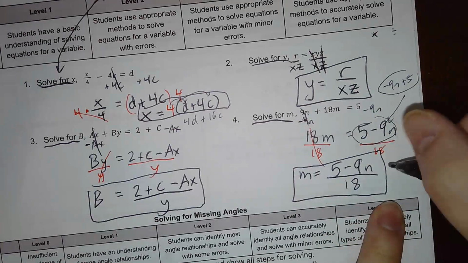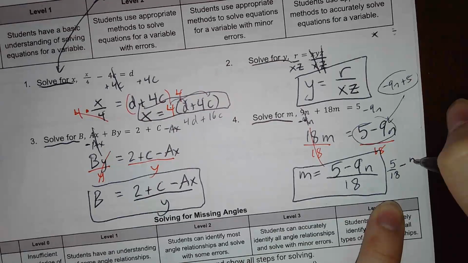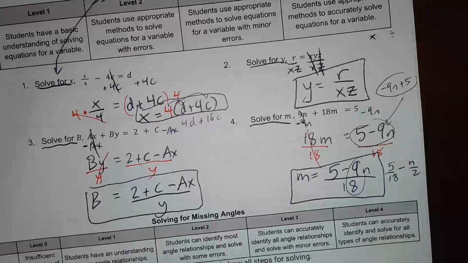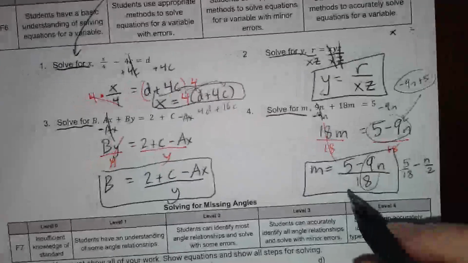You could also write this as 5 over 18 minus n over 2. If you did simplify that, that is also totally fine. But this answer right here is very, very good.